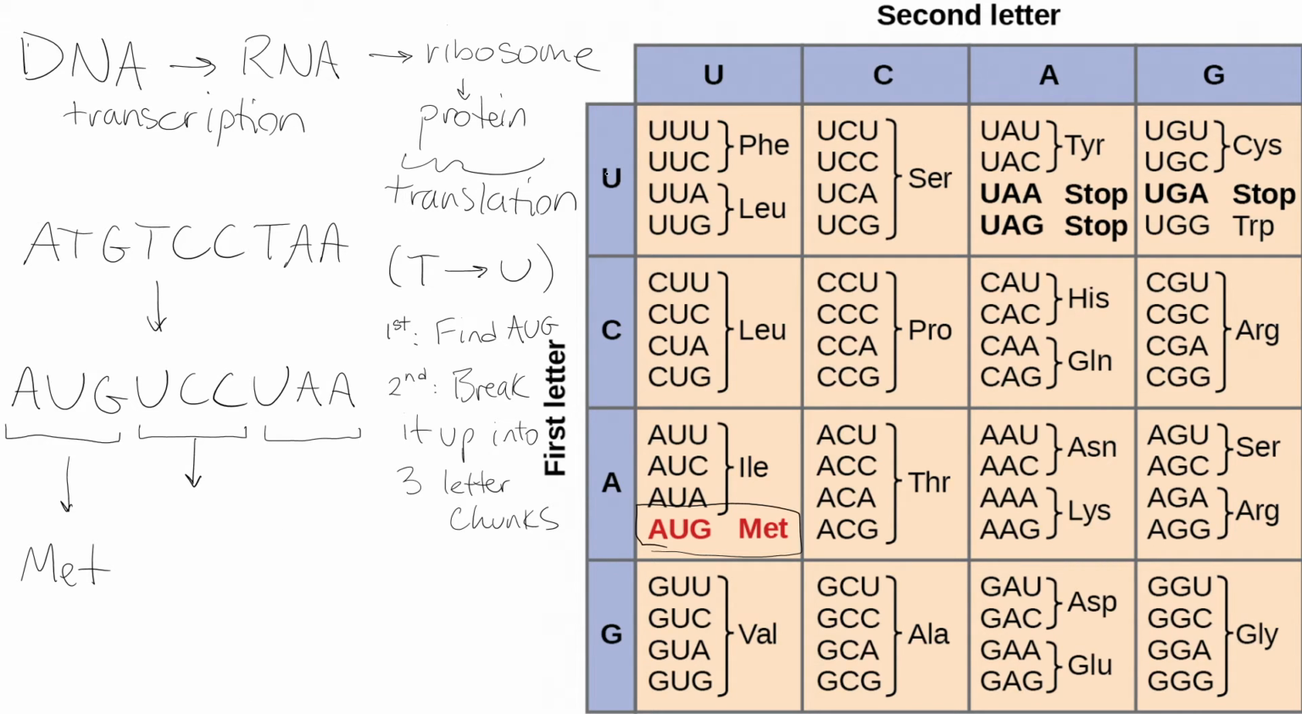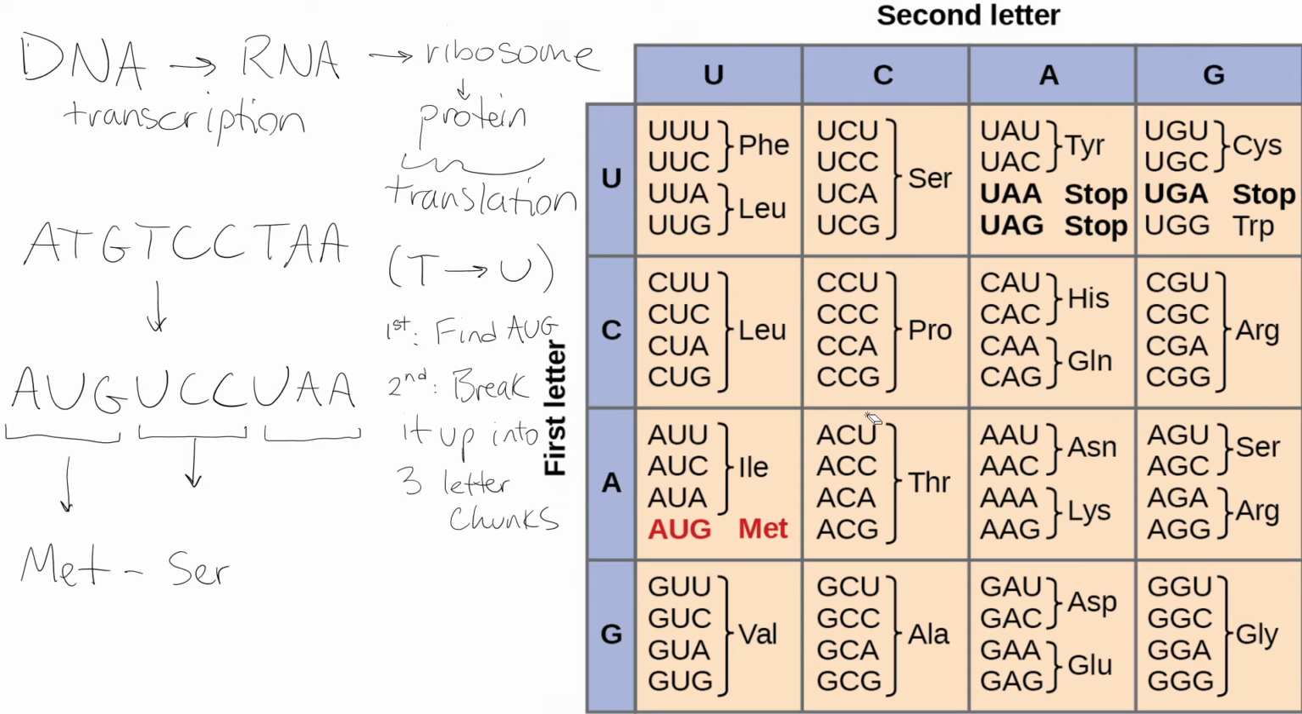UCC, right? So we're going to look in the U row. That's the first letter. The C column, that's the second letter, right? So U and C. So we're going to be looking right here. U and C. Oh, there it is. It translates to serine. Okay.